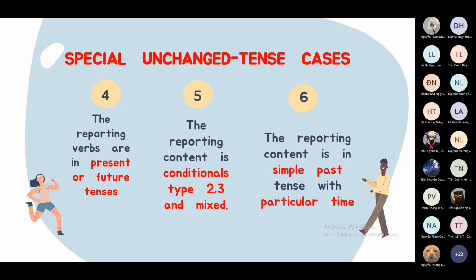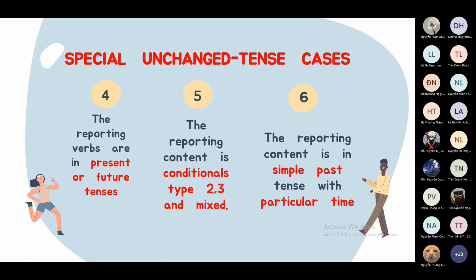Fifth is the reporting content is conditionals type 3 and 2 mixed. Like "If I won the lottery, I would travel around the world," said she. She said that she would travel the world if she won the lottery. So the reported content in this sentence is conditional type 2, so we don't need to change the tense in this sentence.